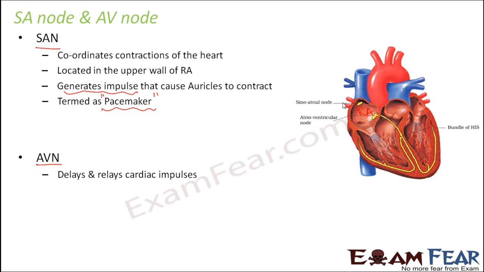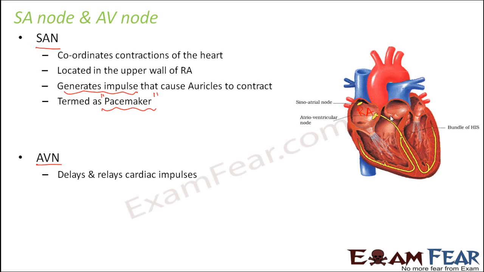Now as soon as the sinoatrial node initiates an impulse, it goes to the AV node, but the AV node does not send it immediately. It waits for a very few seconds, not even seconds, you can say microseconds. So for a very small amount of time it delays the cardiac impulses and then sends it forward.